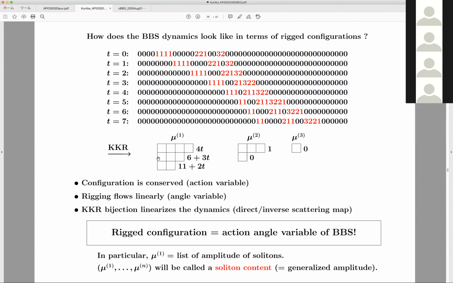So in this sense, the configuration, namely the n-tuple of Young diagrams, can be regarded as a generalization of the concept of amplitude, which I call the soliton content. I would like to remove this. But can you see? So this configuration part, the n-tuple of Young diagrams, will be called the soliton content.